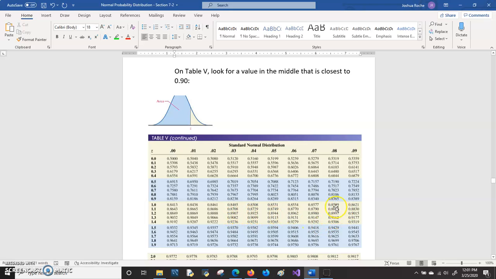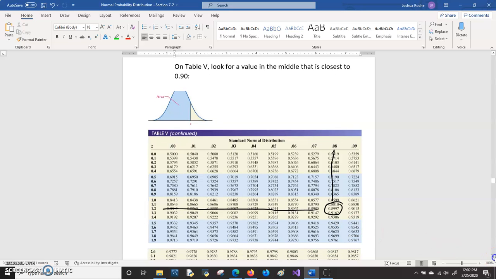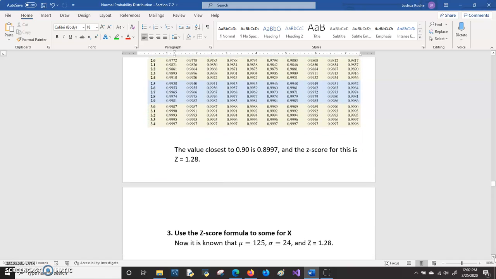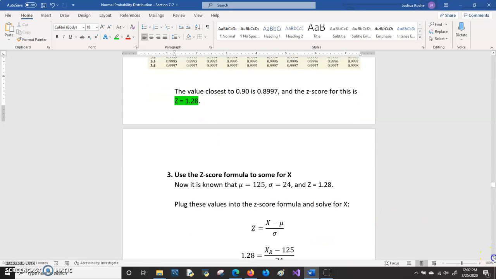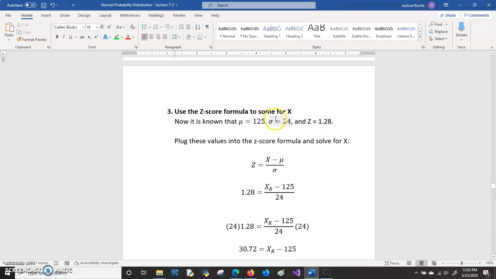It looks like the closest one is 0.8997. And the z-score for that is 1.28. That'll be helpful to know, because knowing the z-score is 1.28, you can use the z-score formula, plug that in, plug in the mean and standard deviation, and then solve for x.